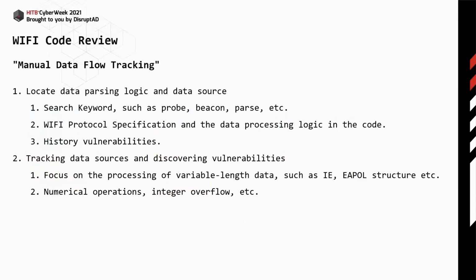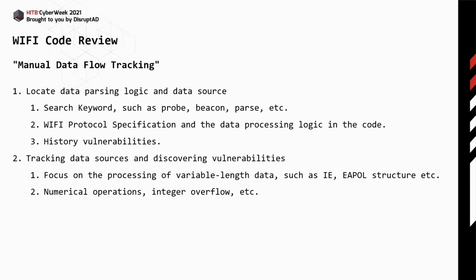Next, let me introduce the ideas and the techniques for auditing the code of the Wi-Fi protocol stack. These techniques are also applicable to auditing the code of other similar protocol stacks, such as the BLE protocol. Code audit is actually a manual data flow analysis. The process is as follows. First, we need to find the code responsible for processing external data, because vulnerabilities are caused by improper handling of external data. Common methods for locating data processing code are as follows.